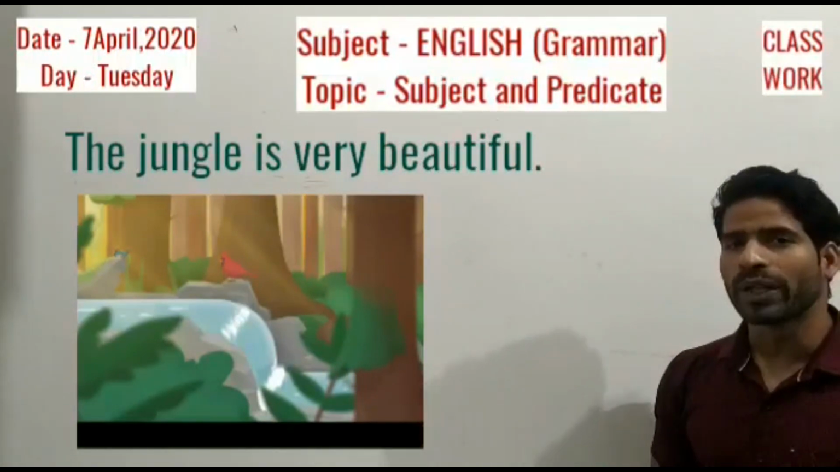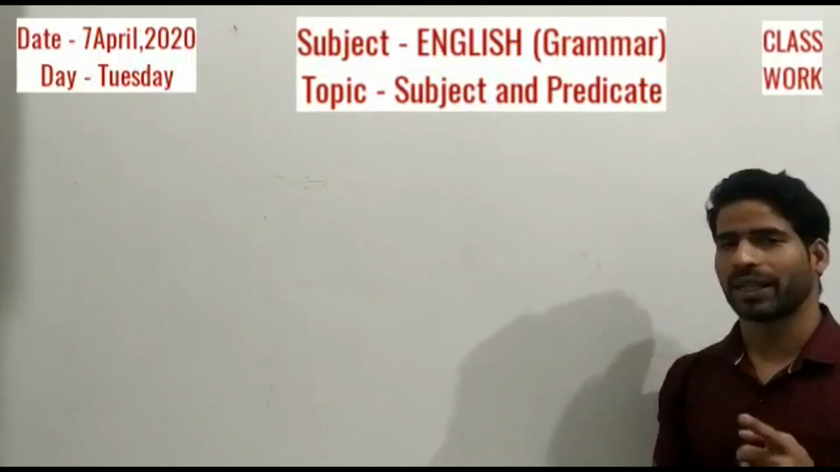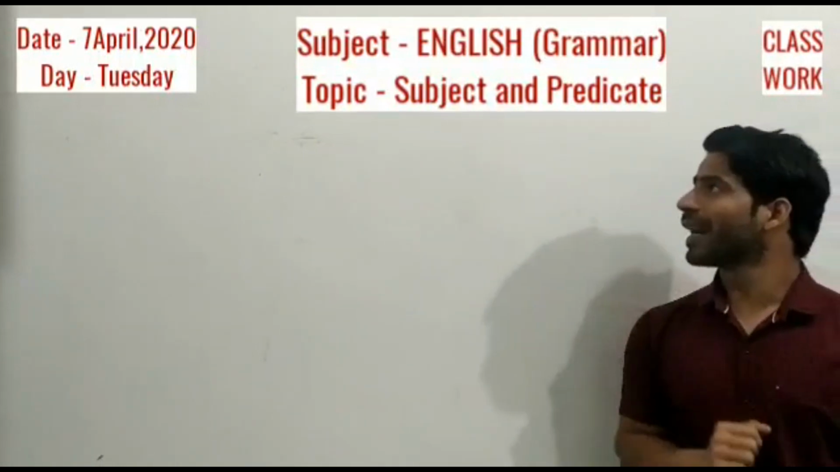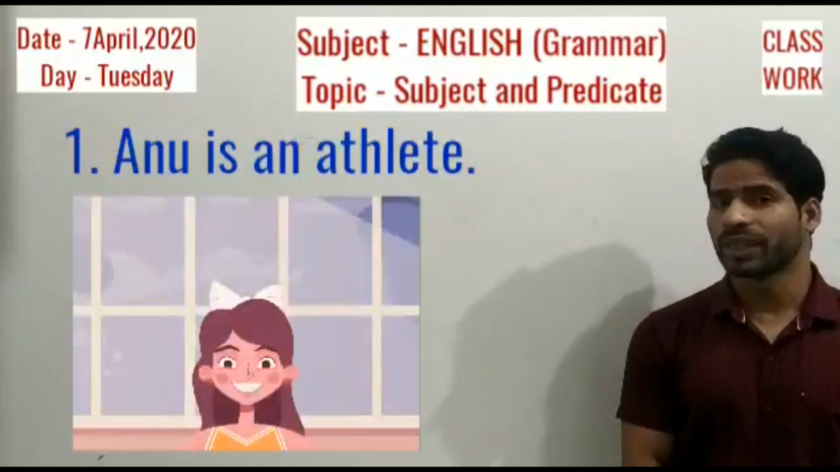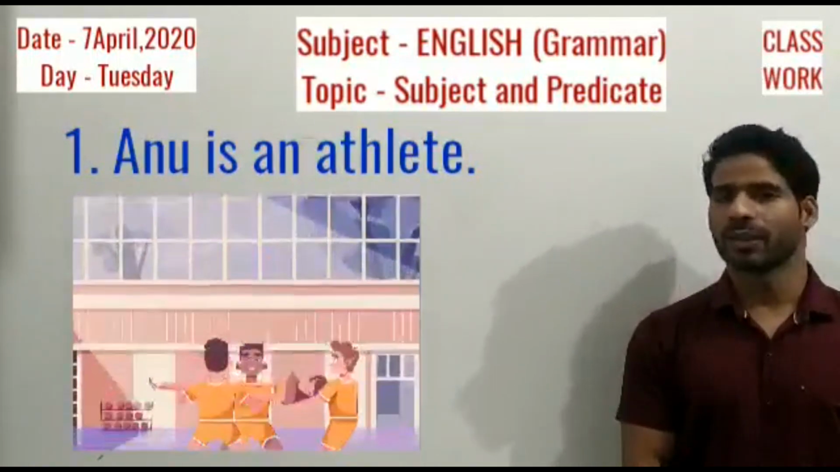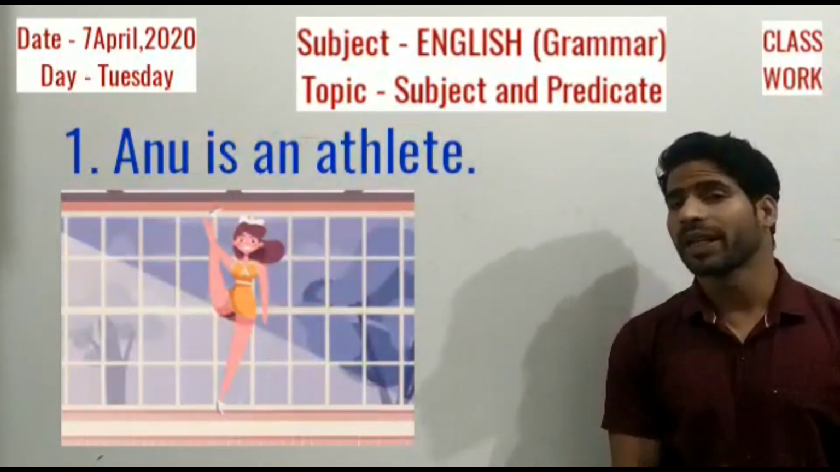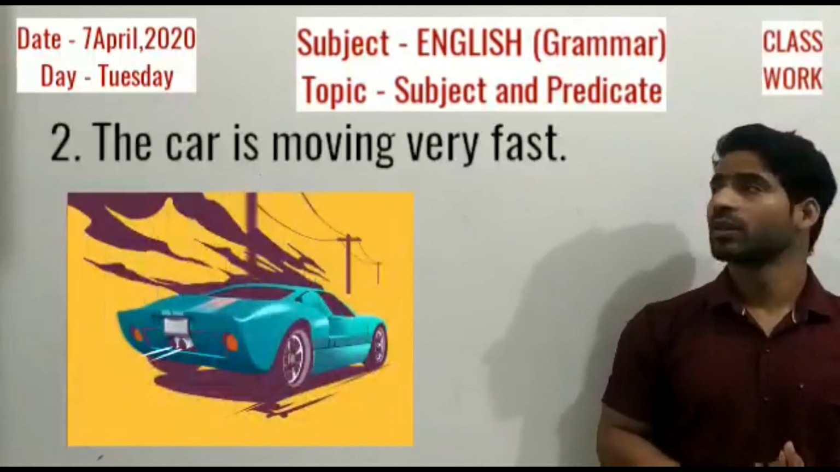Now, let's move on to some more examples that will clarify your knowledge on subject and predicate. Our first example is, Anu is an athlete. Now try to identify the subject and the predicate. Yes, that is correct. Anu is the subject here and is an athlete is the predicate. Very good. Now move on to the next example.